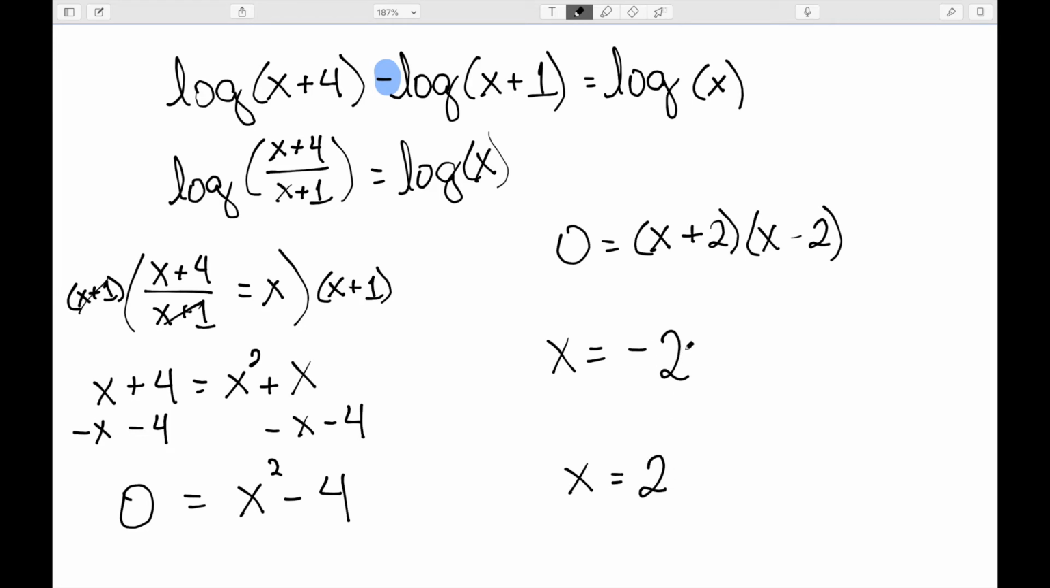So let's double check. If I stick in -2, -2 plus 4 is 2, so this is log of 2. That's okay. -2 plus 1 is -1. Log of -1, that's not allowed, so this is not a solution. If we look at x equal to 2, 2 plus 4 is 6. Log of 6 is allowed. 2 plus 1 is 3, log of 3. That's okay. And then here would be log of 2. So I only have one solution here, which is x equal to 2.